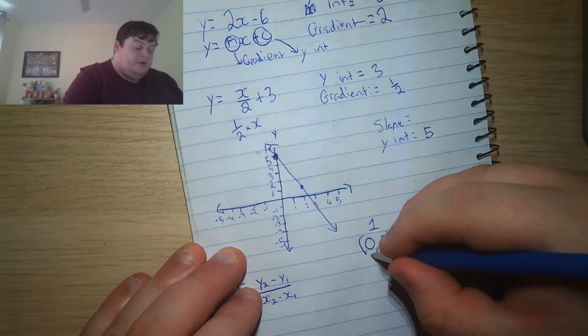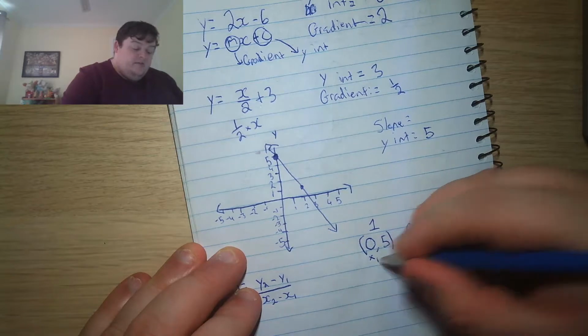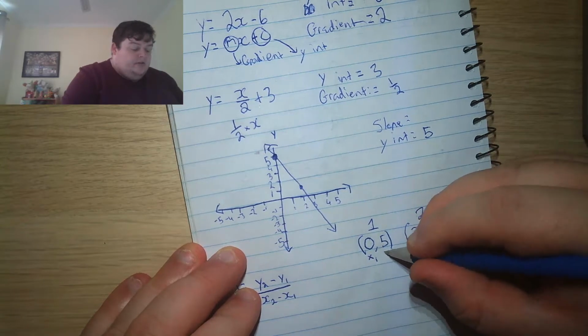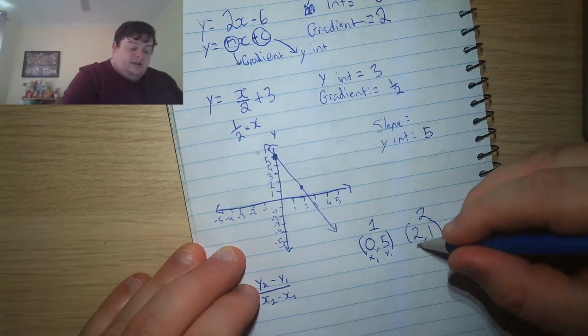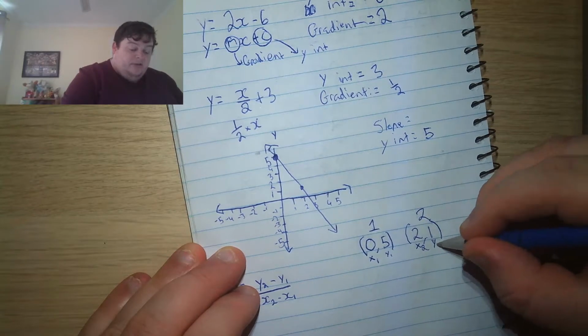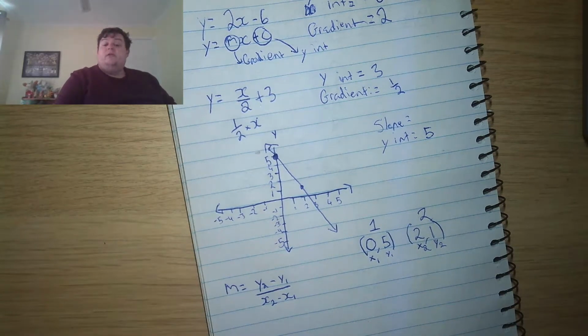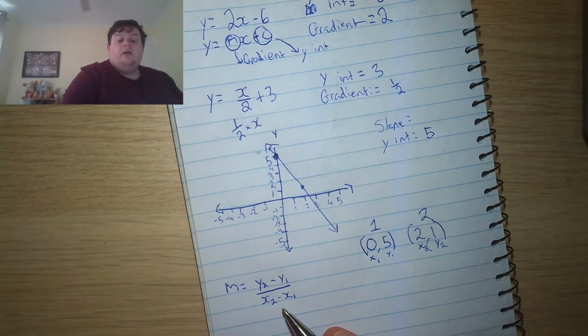Now I can label at the bottom here. This is the x of point number 1. This is the y of point number 1. This is the x of point number 2. This is the y of point number 2. Does that make sense? So now I should be able to fill in this equation here.